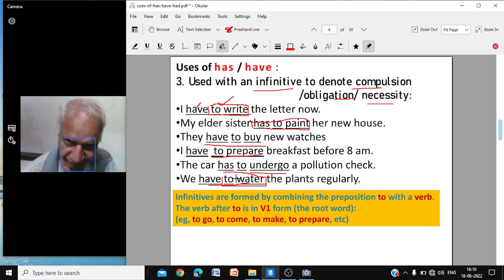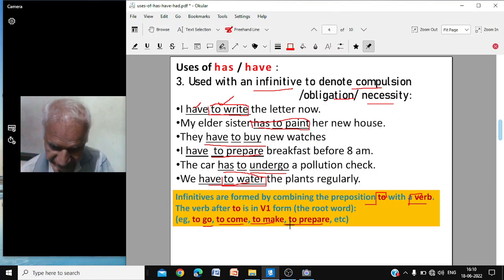So has or have followed by an infinitive. And you can see that infinitive means the preposition to followed by a verb. Like, I have to go, he has to come, you have to make, they have to prepare. Has or have followed by an infinitive, and the infinitive itself is made up of the preposition to followed by a verb. So that is compulsion or obligation or necessity.